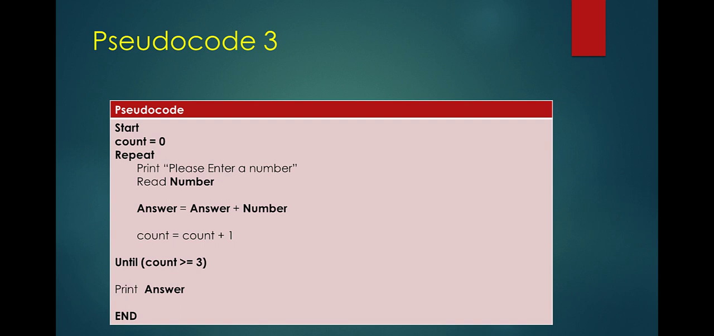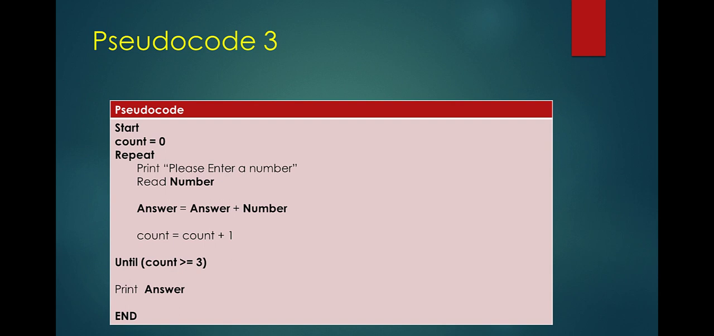Now what it does, it assigns the number to the variable name answer, right? And then it counts 1. So count we have here is 0. So count at this point, count is equal to 0 plus 1.